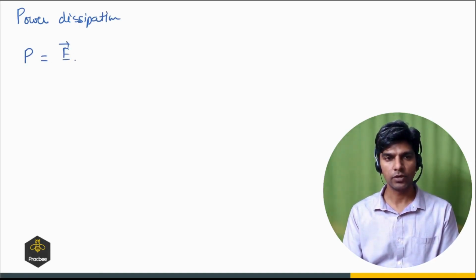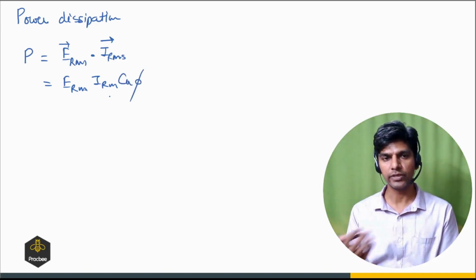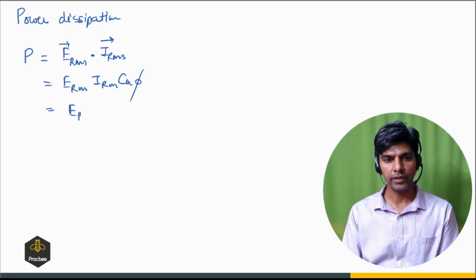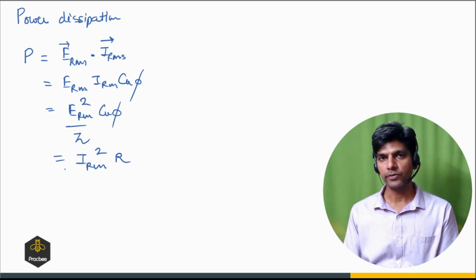And if you talk about the power dissipation, average power dissipation will be given as dot product of ERMS and IRMS, or this can be written as ERMS IRMS times cos phi, where phi is the phase difference between I naught and E naught. And this can also be written as ERMS square by impedance times cos phi, or we can also write this as IRMS square times R. So these values you have to remember.